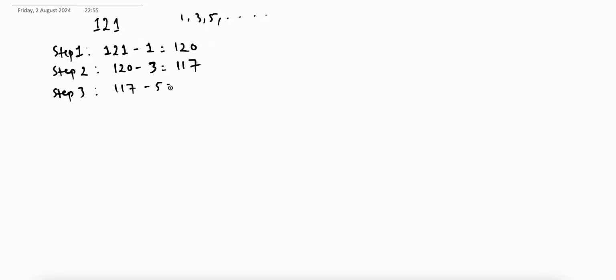117 minus 5 is 112. Then step number 4, 112 minus 7, this comes 105.